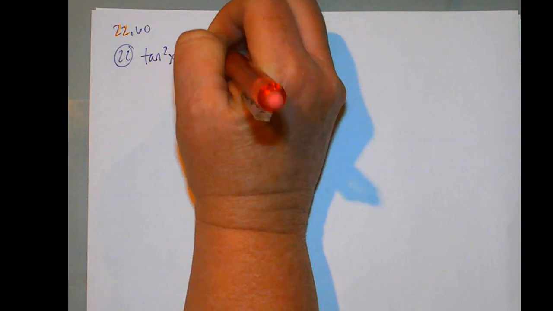22 says tangent squared x equals tan of x plus 6. Okay.